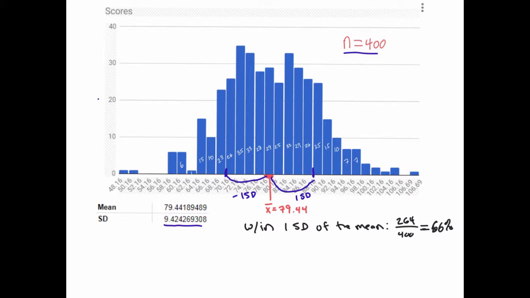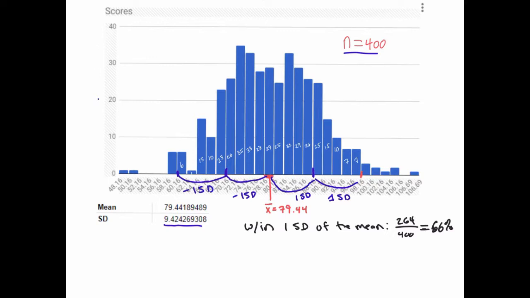Now let's go out another standard deviation. In going out another standard deviation, I'm going to add 9.42 twice to 79.44, and that gets me to 98.28. So let's just say that's roughly here. That was one standard deviation, and here's another one. And if I go backwards, 79.44 minus 9.42 twice, I get to 60.6, which will indicate here. It's roughly there.